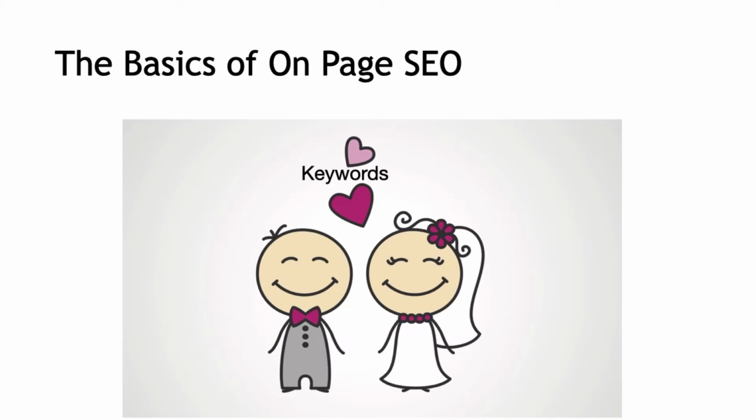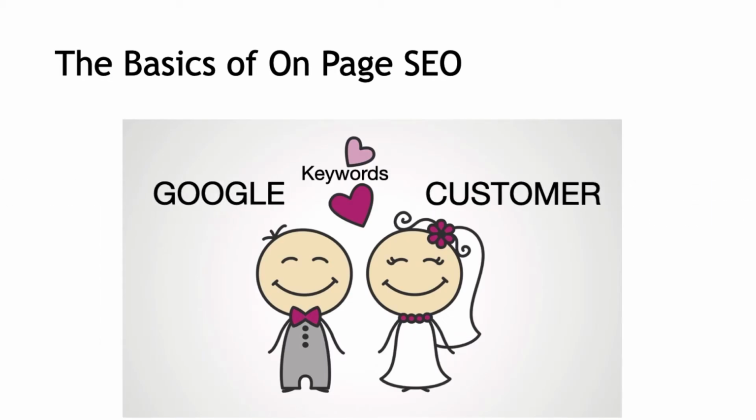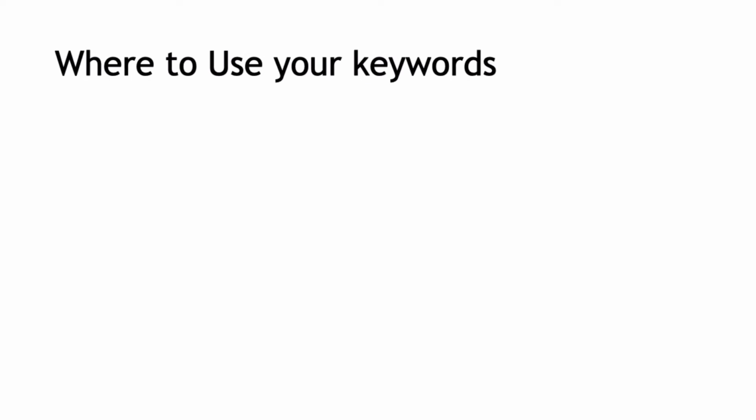Believe it or not, SEO is the perfect marriage of keywords used for both the search engines so they know what your site is about and the visitor to your site so they stay on the page and use your content. So where do you use your keywords on a page?